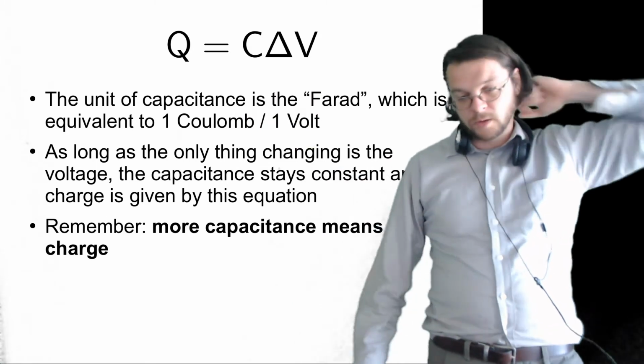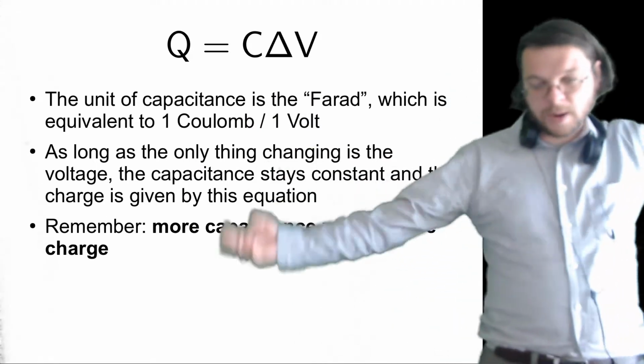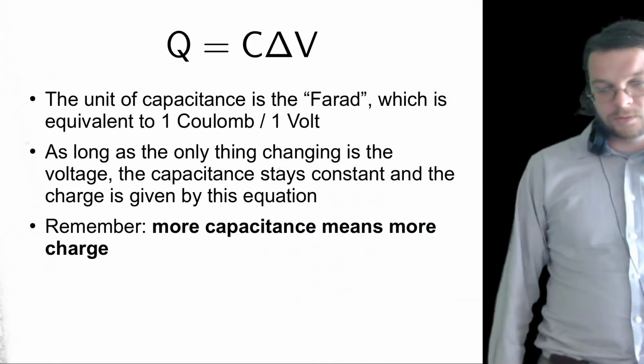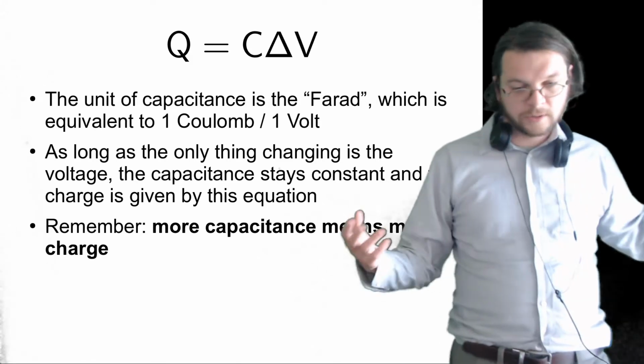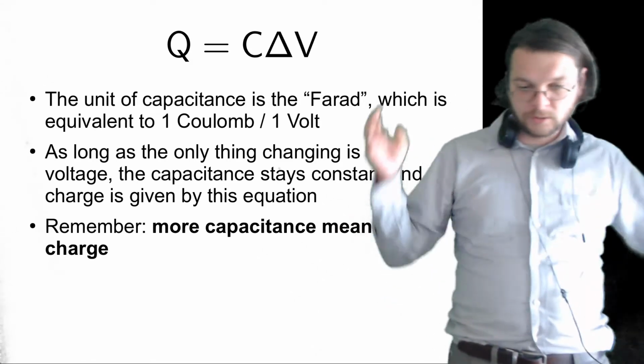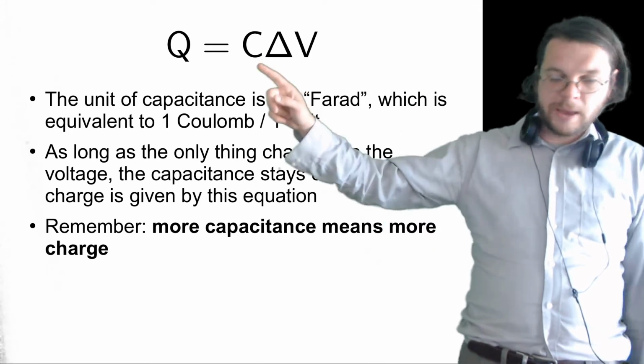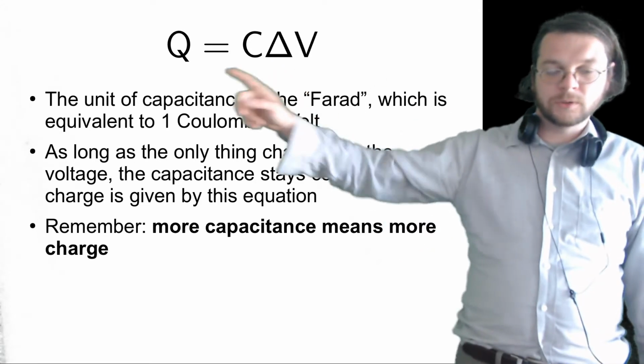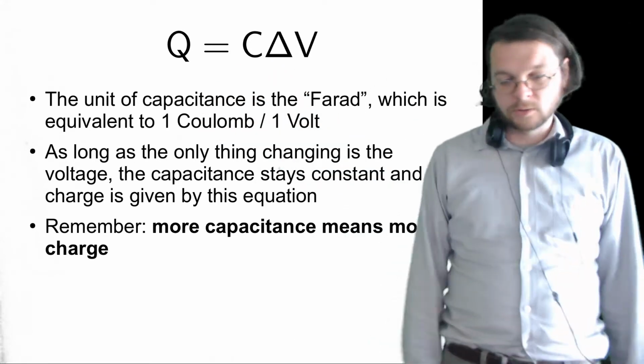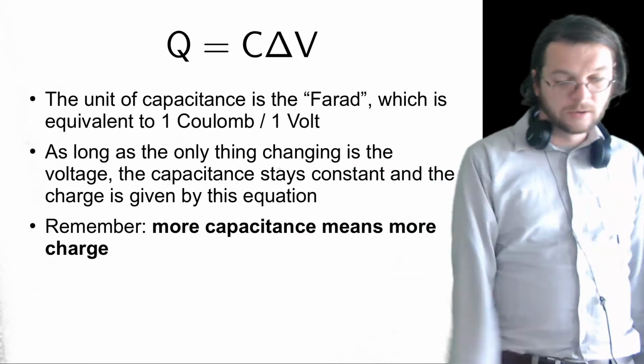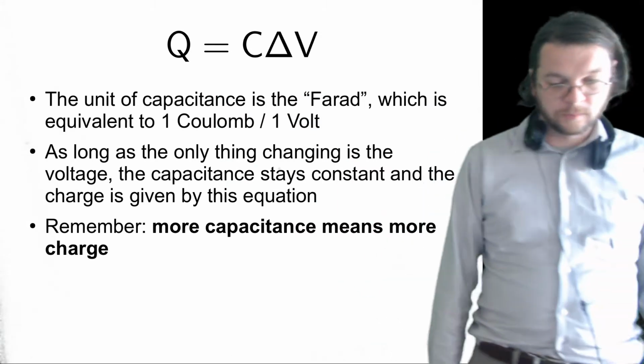So if you're thinking of designing a capacitor bank to make some new electric car go faster, like Porsche has an electric car now, you want the capacitance to be large so that you can store as much charge on those capacitors, so that when you need that extra kick, it's there.